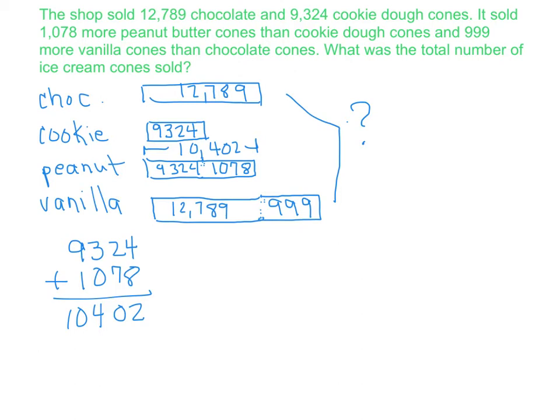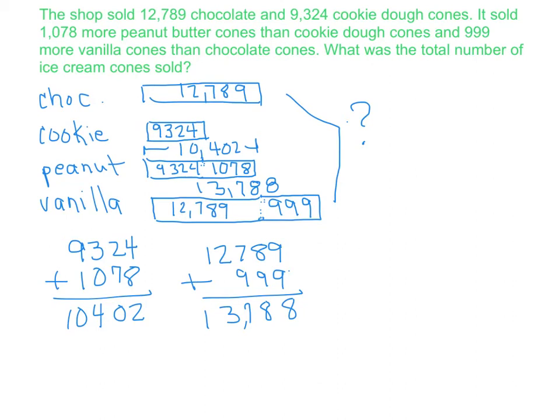Vanilla was 12,789, made it the same amount as the chocolate, but then it sold that 999 more than chocolate. So the vanilla should be 13,788. Now I have to add up all four parts to find out how many ice creams they sold in all.